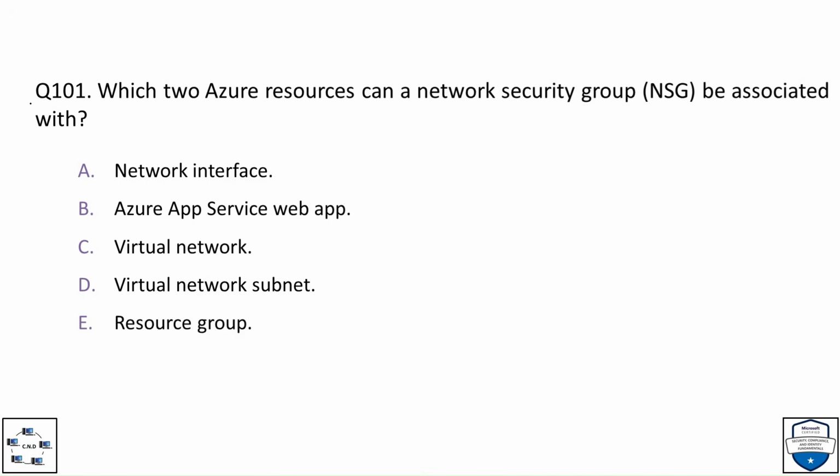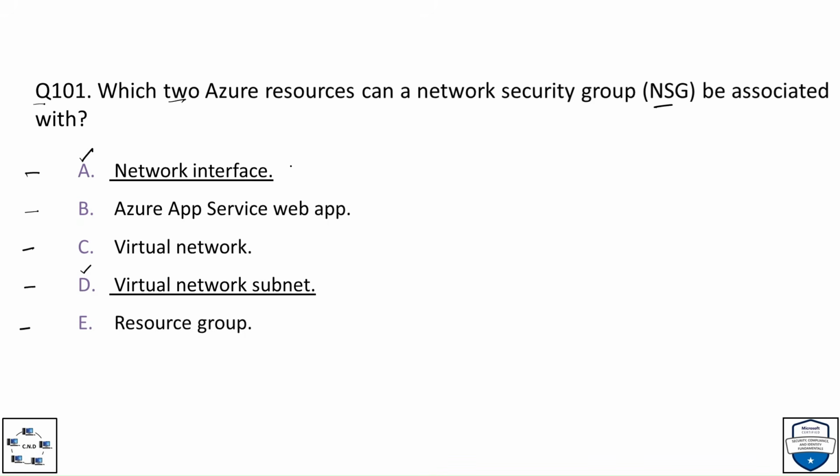Question number 101: which two Azure resources can a network security group, that is NSG, be associated with? The options are option A, network interface, option B, Azure App Service Web App, option C, virtual network, option D, virtual network subnet, and option E, resource group. We have to select two options, and the correct options are option A, network interface, and option D, virtual network subnet.